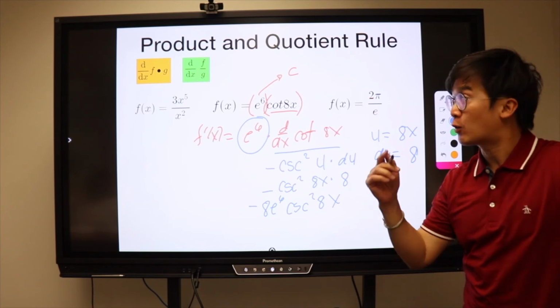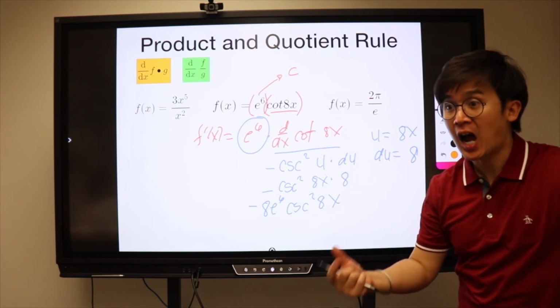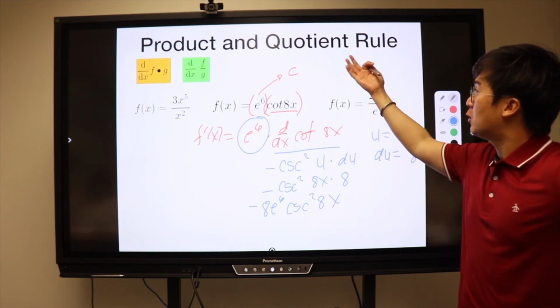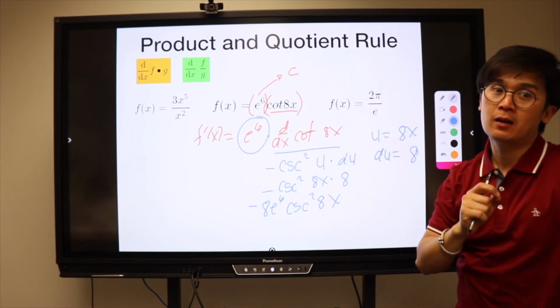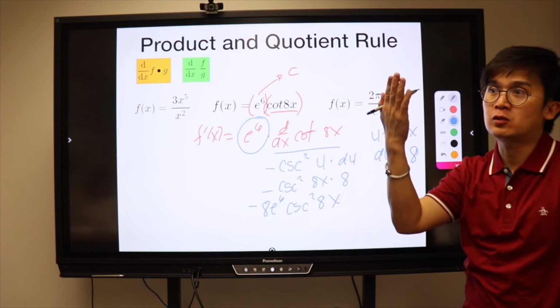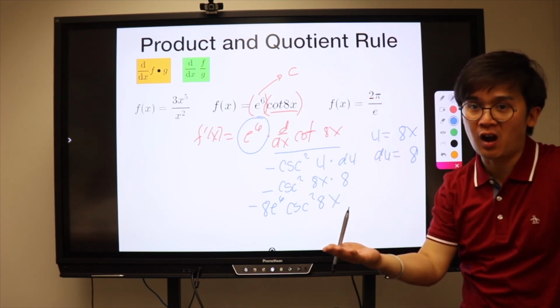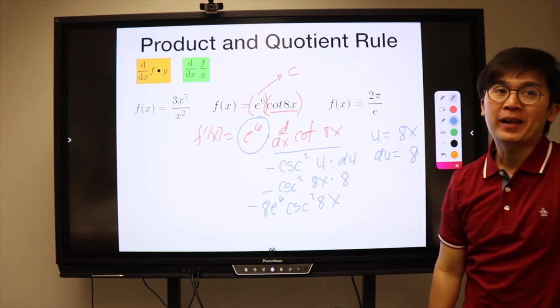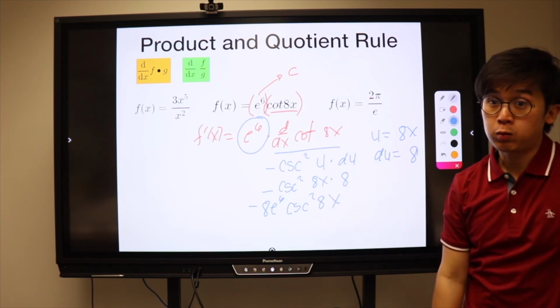When to use the quotient and the product rule and when not to use it. Why? Because the product and the quotient rule, as useful as it is, it's cumbersome. It's too tedious to work on. So if you can always modify the function, it will make calculus a lot easier to process.